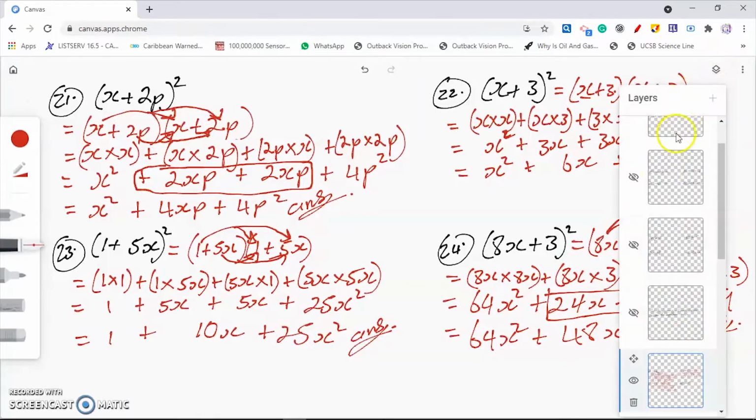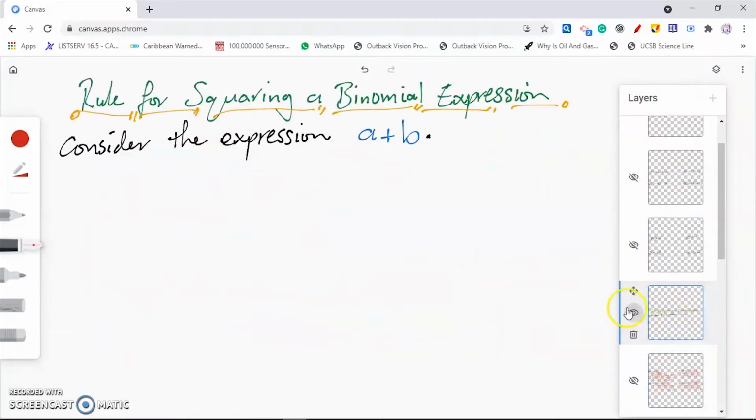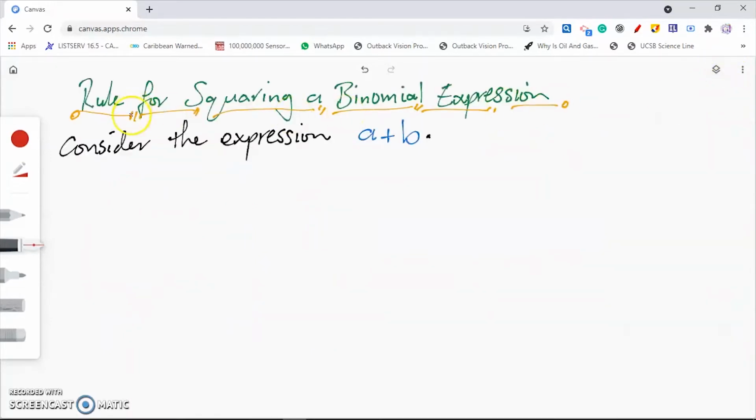Now, there is something I want to bring to your attention. There is actually a rule for squaring a binomial expression. And as you may already realize, every binomial expression has two terms. So you have the first term and the second term. So consider the expression a plus b.